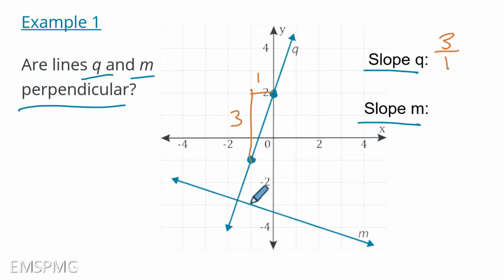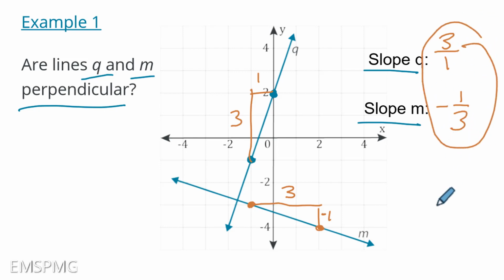And then the slope of M, we go over 3 and down 1. So that's -1, and the slope of M is -1/3. Okay, so if we compare these two slopes, we see that they are opposite reciprocals. So yes, they are perpendicular.